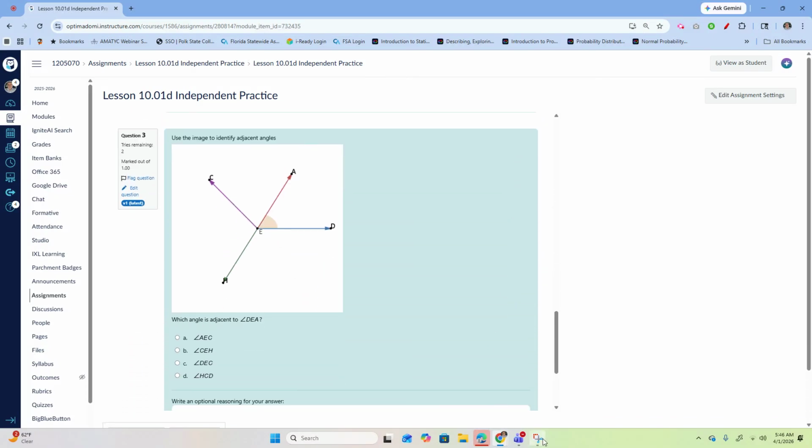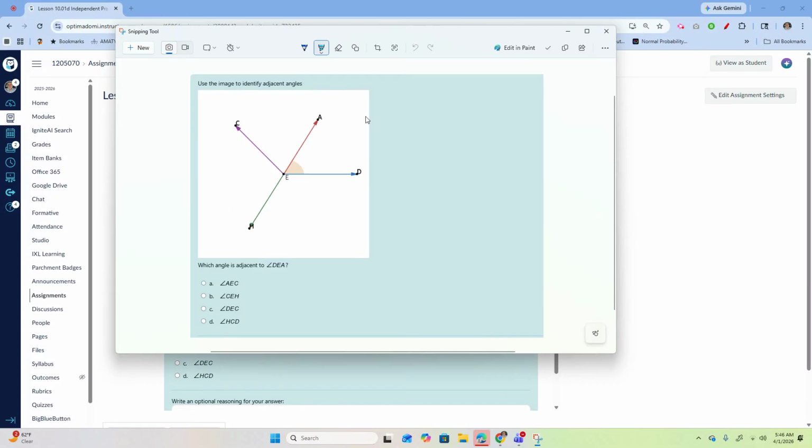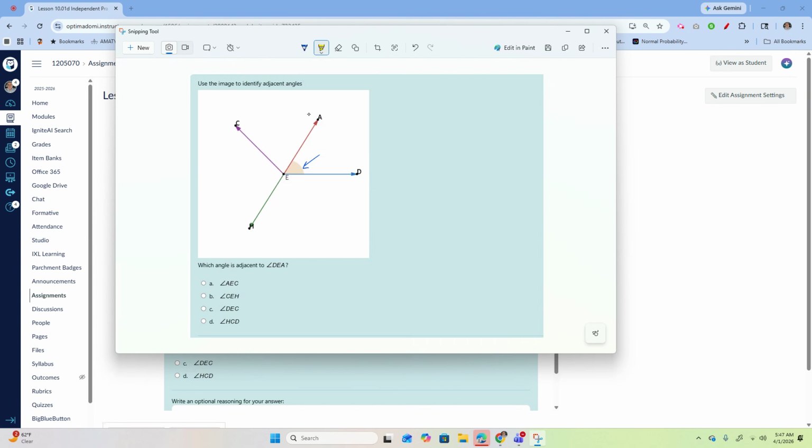Problem number 3, same idea. Let me take a screenshot. Okay, same idea. So they gave me the angle DEA, which is that red one there. See? So the only angles that could be adjacent to that, it could be AEC. Okay, that's one of them. And another, so let me write down the letters. AEC, or backwards, CEA. I should have put the symbol angle there.